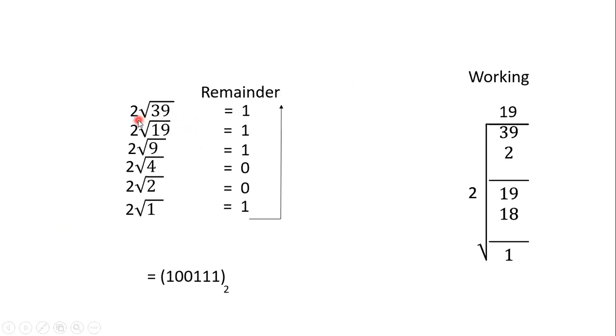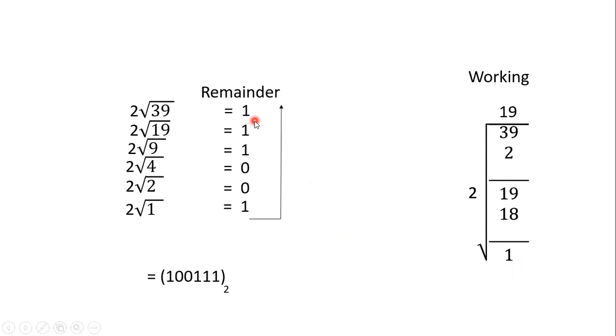39, we have divided it by 2 and the remainder was 1. You can see the same conventional division which we do in our books and copies. But we need to know that we cannot do this division with calculators, as we don't need the answer in decimals. We need the remainders. That is why we need to do it in the conventional method.